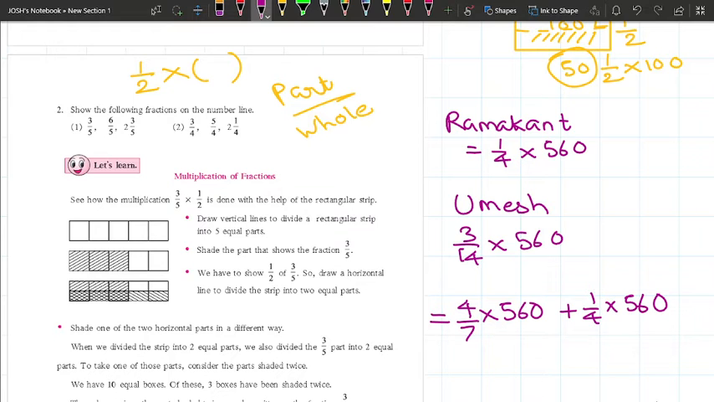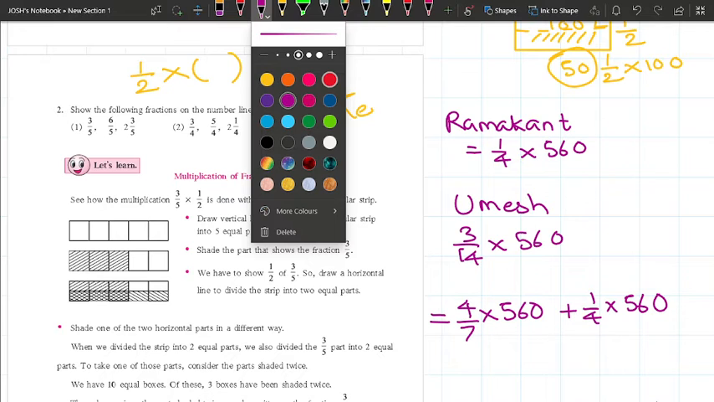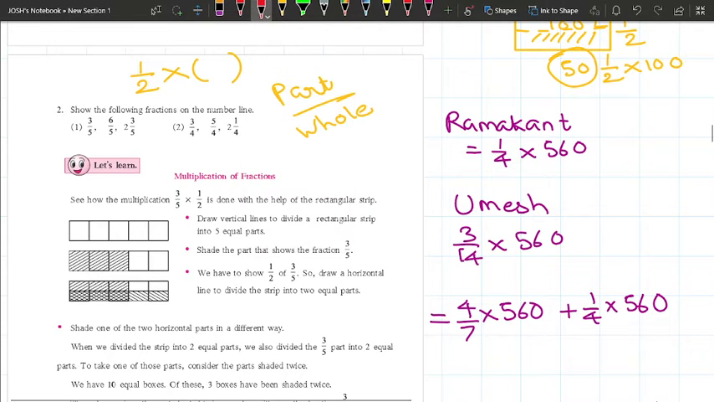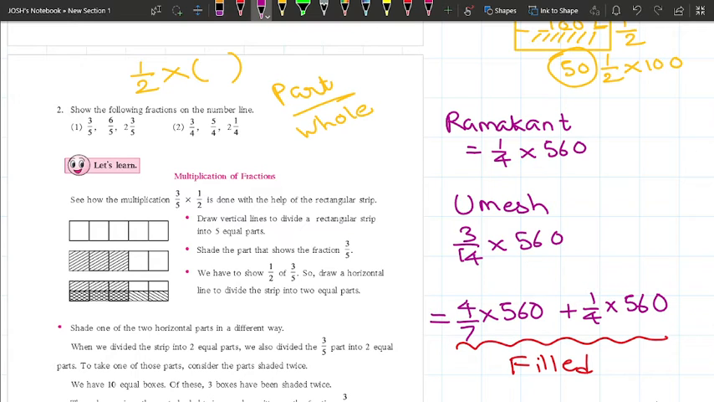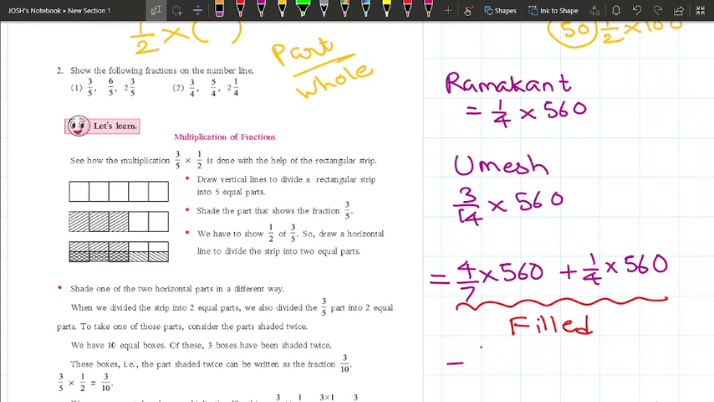Now you might be wondering how do we know that it will be plus or minus? See, they both filled the tank, right? When you fill water in a glass, the water increases, right? The amount of water increases. That's why we will add them. And now we have minus 3 by 14 multiplied by 560. So why minus? Because Umesh took out some water.